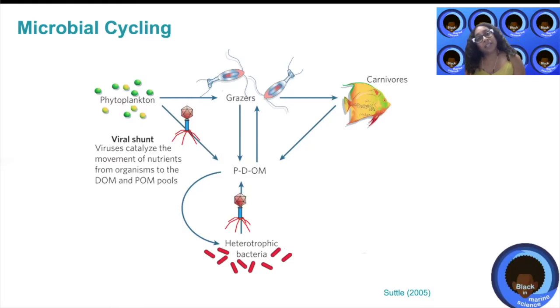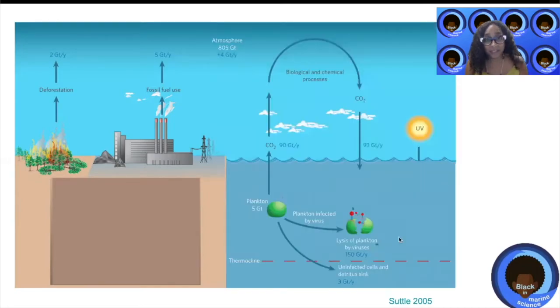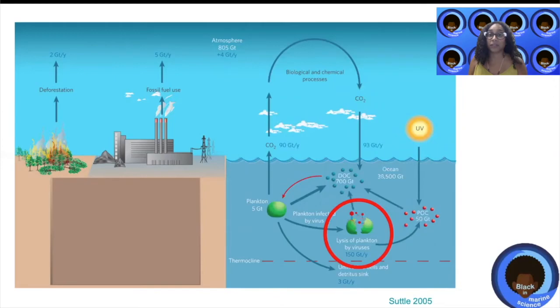So in order to understand this, let's take a look at what happens on land. Here we see that deforestation and the burning of fossil fuels contributes about 7 gigatons of carbon to the environment per year. Now, in the ocean, and particularly looking at the lysis of plankton by viruses, we see that 150 gigatons of carbon are released into the environment per year. Not only that, but this lysis also contributes to dissolved organic carbon and particulate organic carbon in the surface ocean.